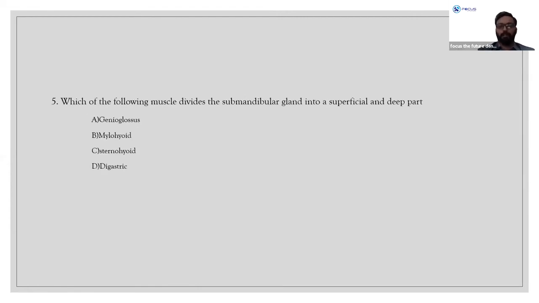Which of the following muscles divides the submandibular gland into superficial and deep parts? Tough question, isn't it? Yeah, mylohyoid. Very good.